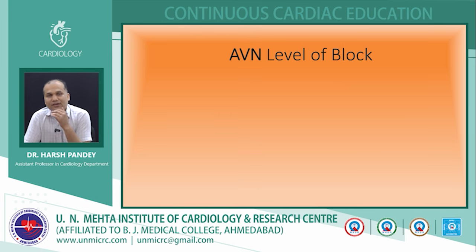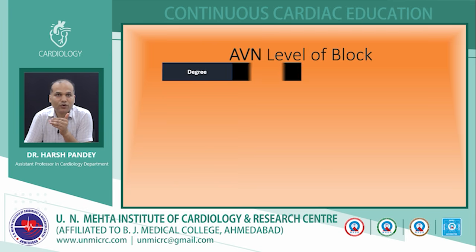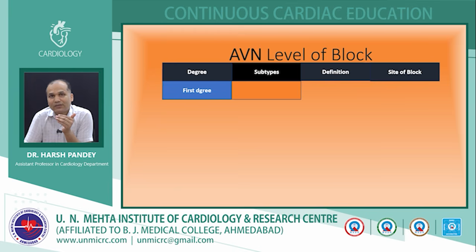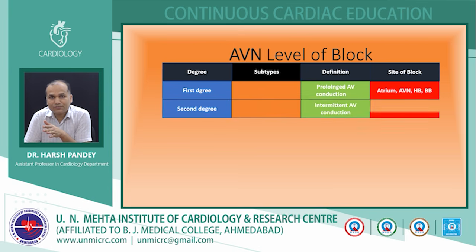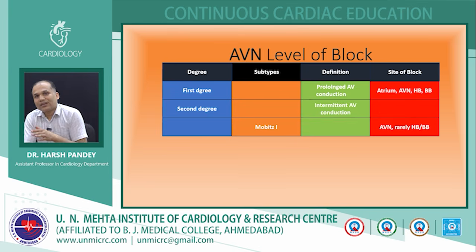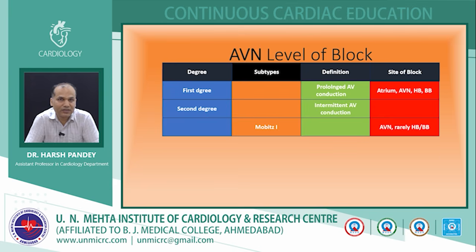At the start we discussed that we will fill in the blanks of the level of block in case of AV nodal delay or AV nodal block. In first degree AV block, the level of block can be anywhere from the atrium till the bundle branches. In case of second degree AV block, Mobitz type 1, it can be at the level of the AV node. Rarely it can be at the level of the His bundle or bundle branches.